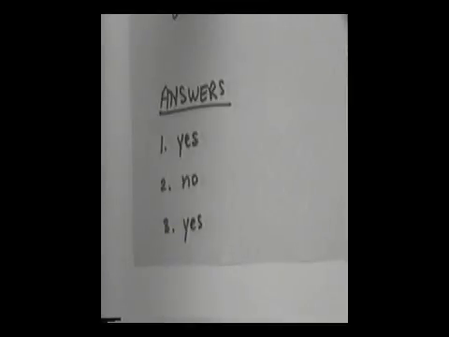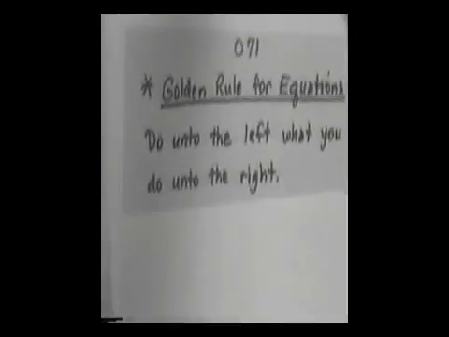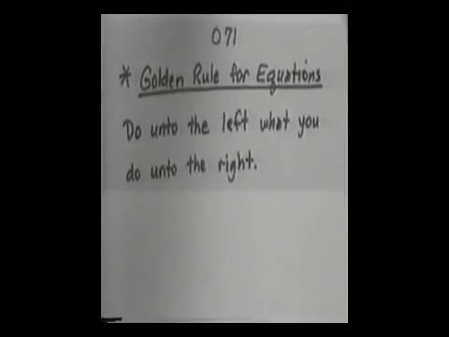Heading toward our next objectives, we need to have some rules for working with equations. These rules I have starred because they are extremely important. Let's begin with the major rule for working with equations of all types. I call this the golden rule for equations. Do unto the left what you do unto the right.